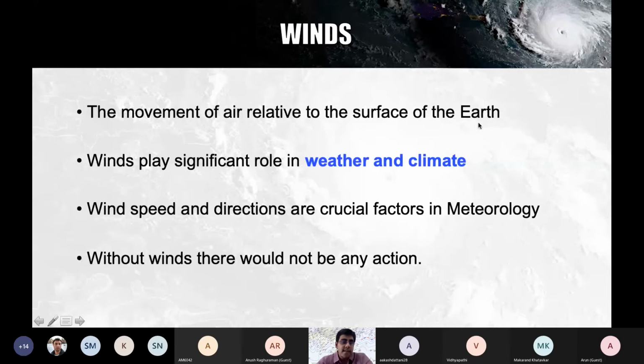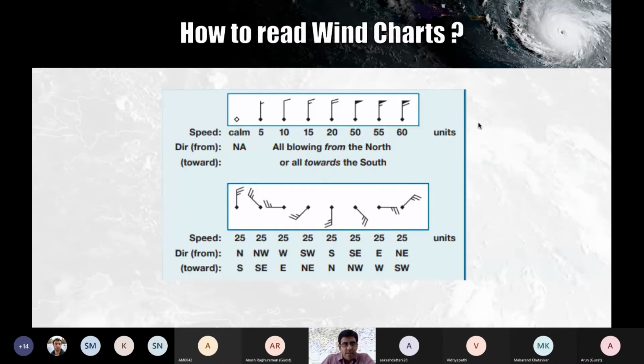Okay, so next comes winds. Movement of wind is very important. I don't have to tell you again and again how to read wind charts.